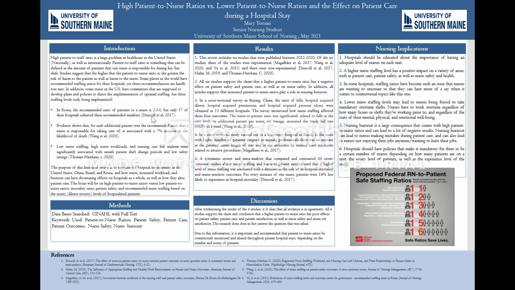This being said, no matter what type of study it was, all of the 6 studies reached the same conclusion. The conclusion was that a higher patient-to-nurse ratio has a negative impact on patient care and safety, and it also has a negative impact on nurse safety. So increased staff leads to positive patient outcomes and positive nurse outcomes. As you can see on my poster, in the results section, it has some evidence from a couple of the studies.